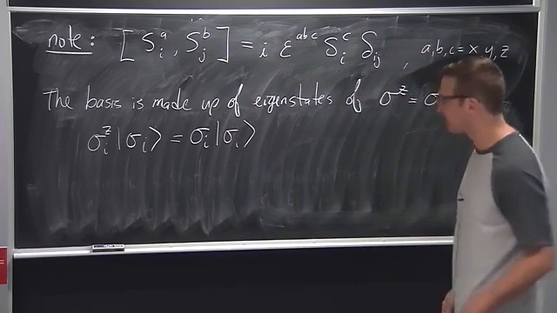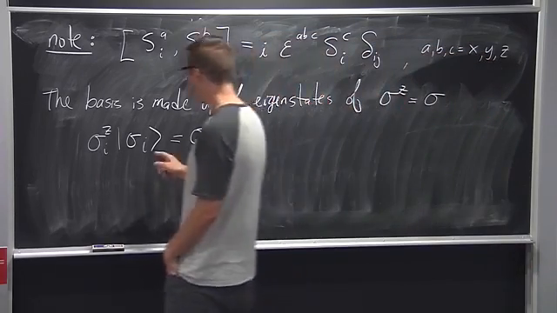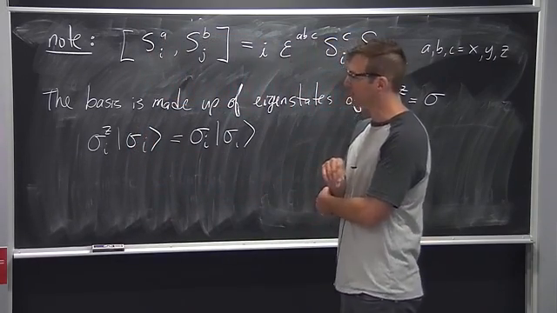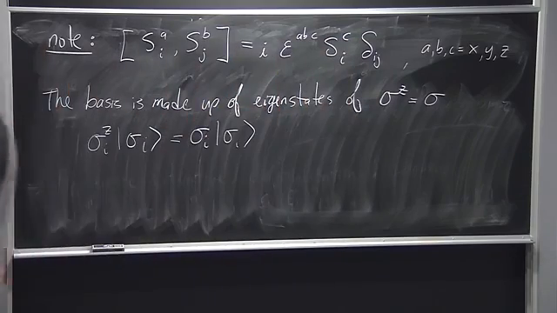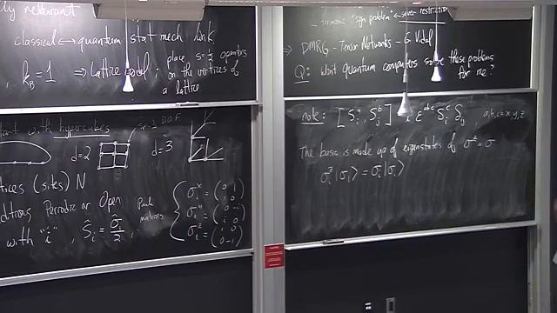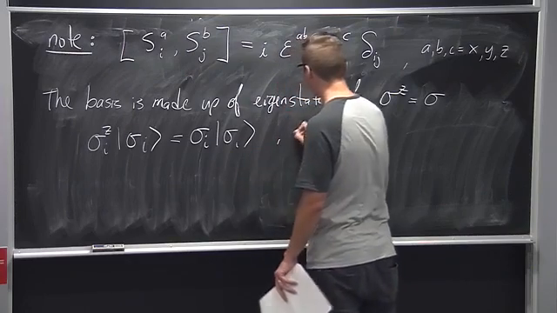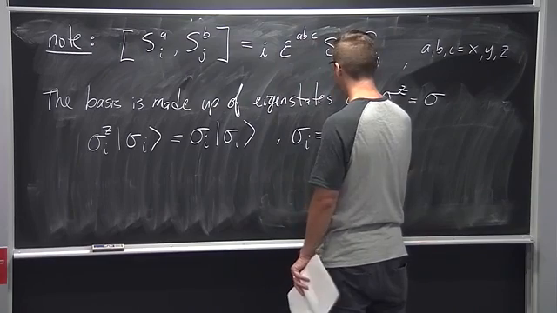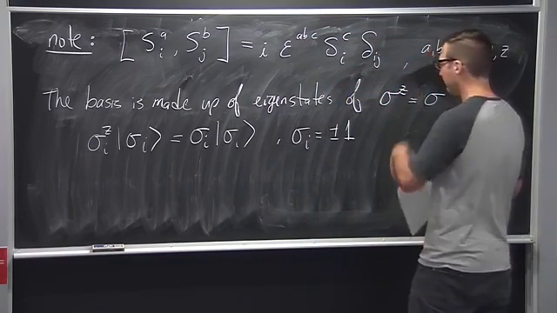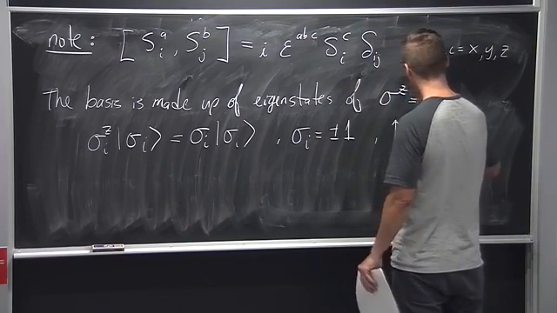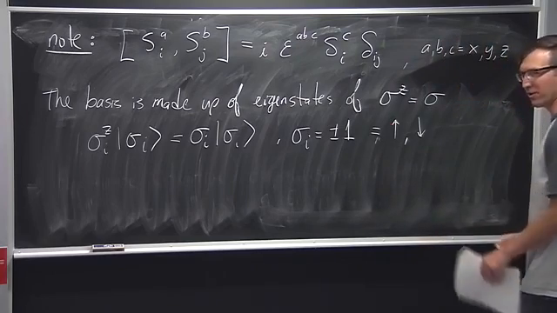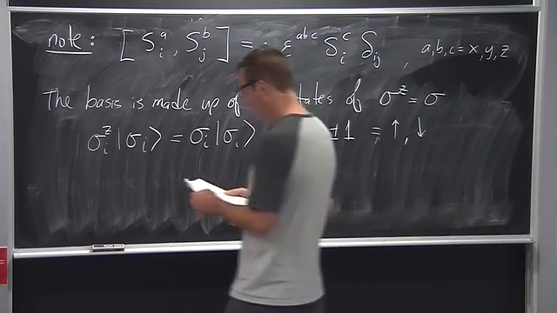This is common in textbooks too. The other option is you can call this S or something like that, small s. But I don't like using S because it confuses this factor of 1/2. So let's just stick with the sigmas. Sigma i can be this eigenvalue, plus or minus 1, or plus or minus 1/2 if you're dealing with spin 1/2. And you can also call that arrow up or arrow down, say.